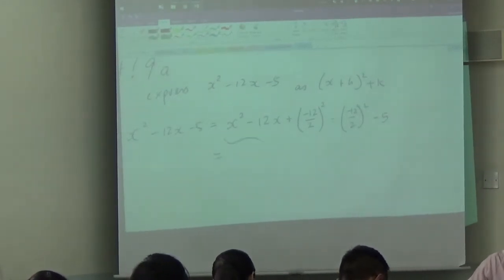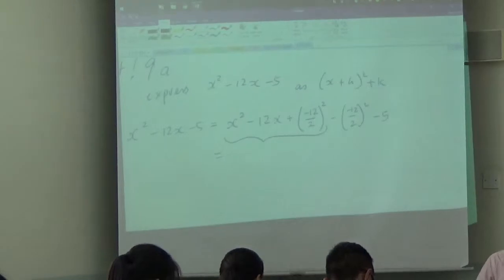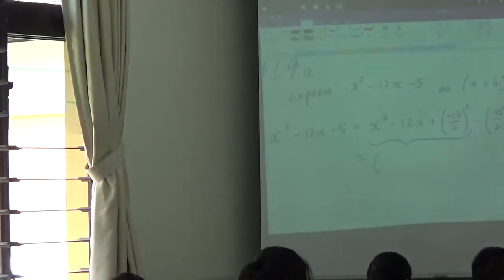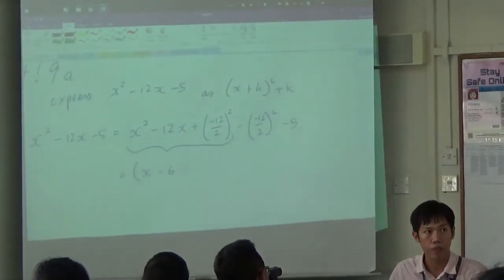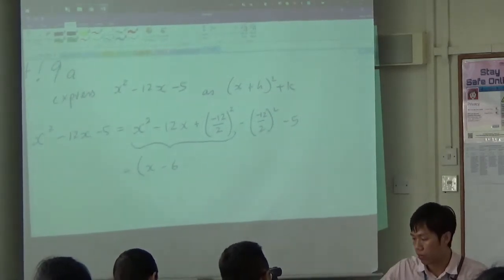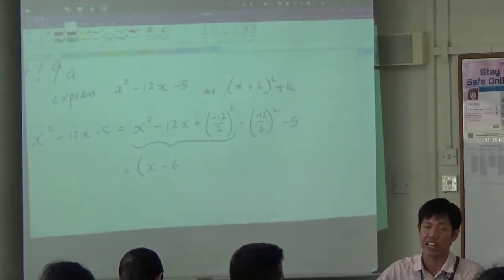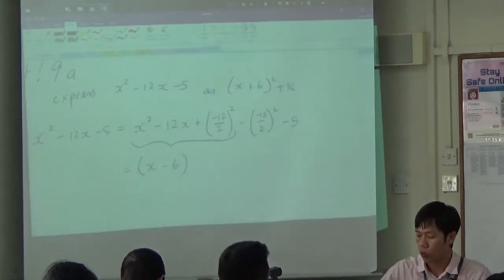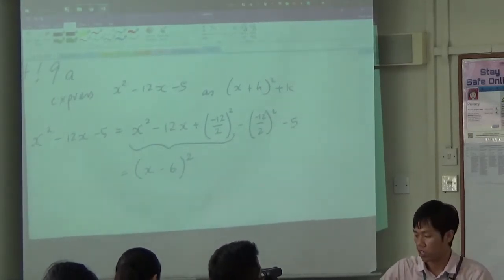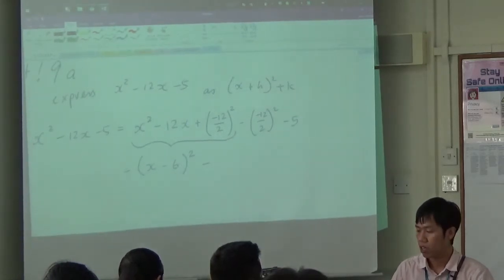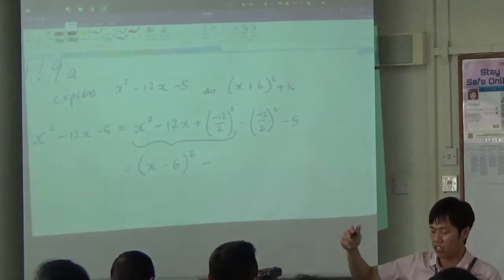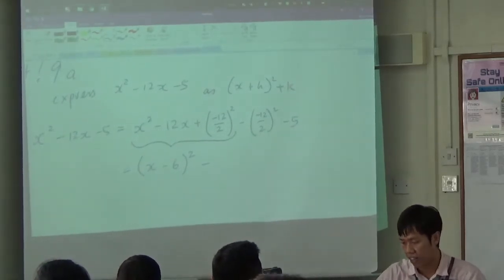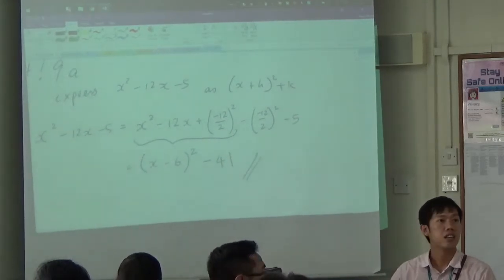Now, I am going to combine the first three terms into my perfect square. What does this give me? These first three terms? X minus 6. Okay, where do we get the negative 6 from? Yes, negative 12 divided by 2. And that is why I prefer to have a negative sign over here. So we're going to square this. And what's next? Minus how much? 41. Minus 41. Okay, so 12 divided by 2 is 6 squared, 36. Negative 36 minus 5, negative 41. Yes, you're right.